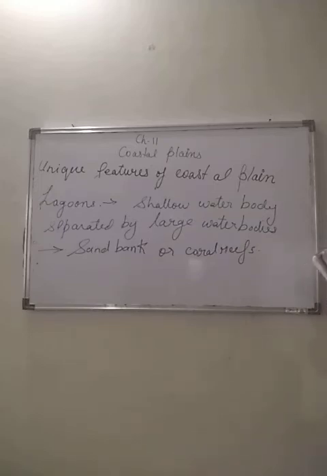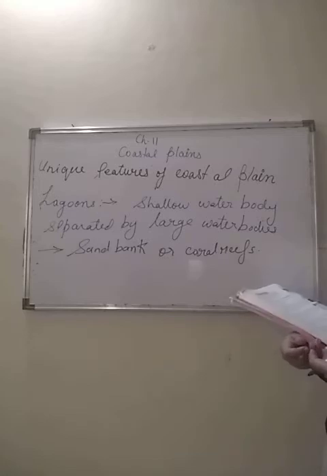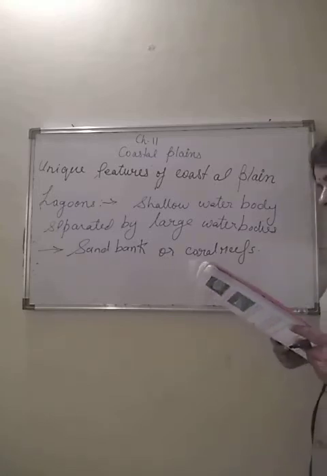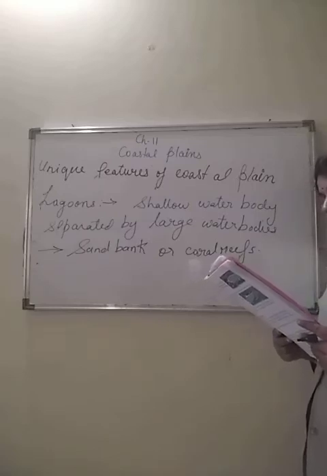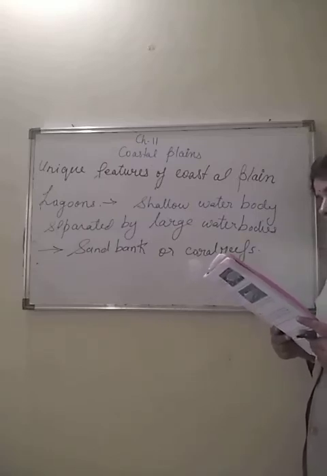Shallow means which are having less depth. These are being separated by the large water body through the sandbanks or the coral reefs. So these coral reefs are found in the sea. So here I am reading out for you. The lagoons are stretch of salt water separated from sea by low sandbank and coral reefs. The coast has a number of lagoons.